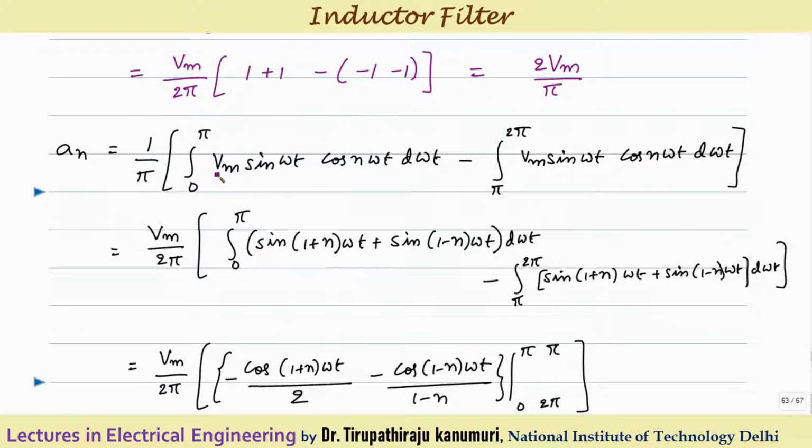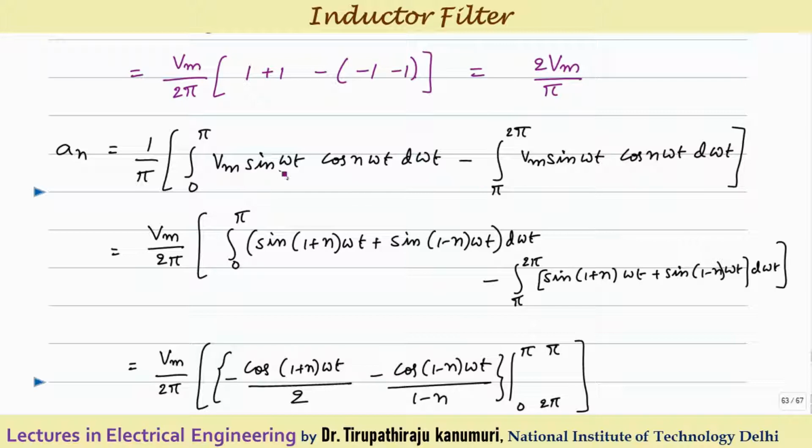Again the output has two components, 0 to pi and pi to 2 pi. From 0 to pi the output voltage is V maximum sin omega t, and I have to multiply V naught with cos n omega t d omega t. From pi to 2 pi it is minus V maximum sin omega t, again multiplied with cos n omega t d omega t.